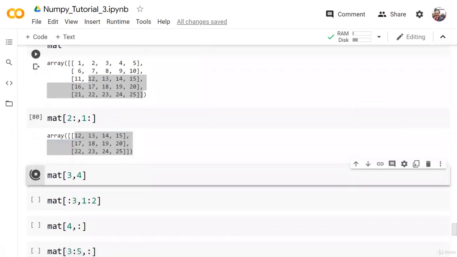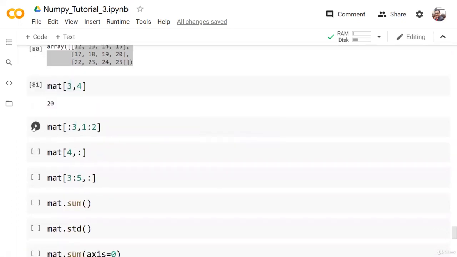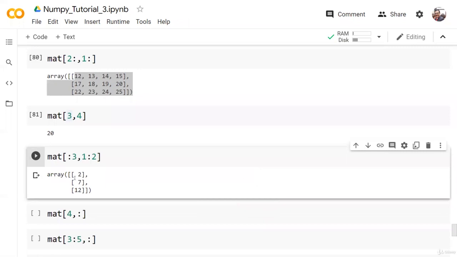So a particular element also I can reach, the third and 4. So 3 will be this and 4 will be this. So 20 will be selected. 3 will be this and 4 will be this. 0, 1, 2, 3. And 4 will be 0, 1, 2, 3, 4. Okay, great. I can take up to 3 and columns from 1 to 1.